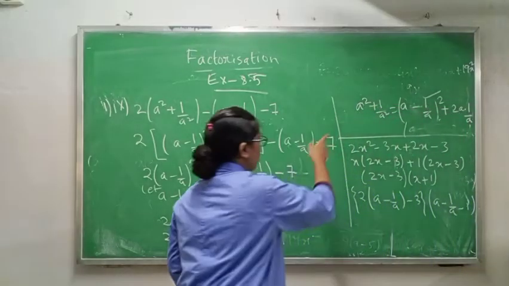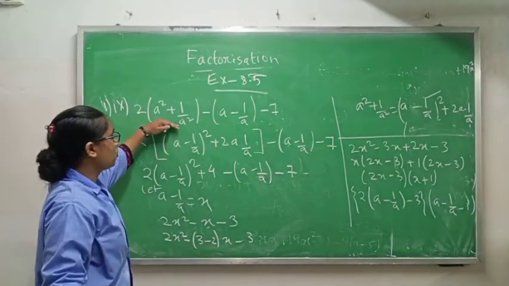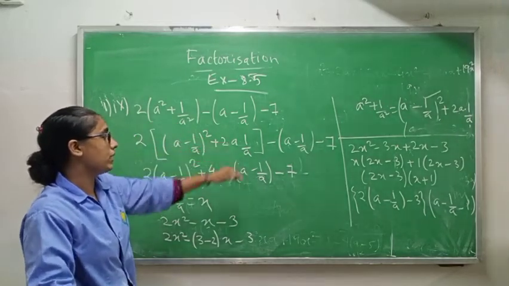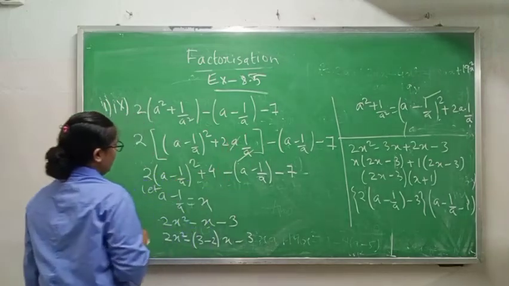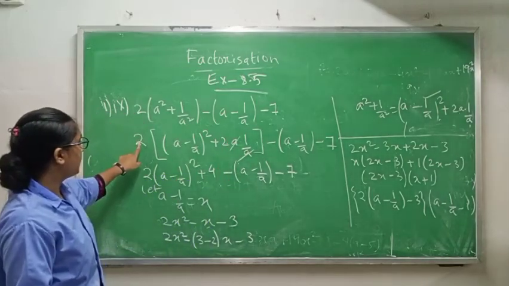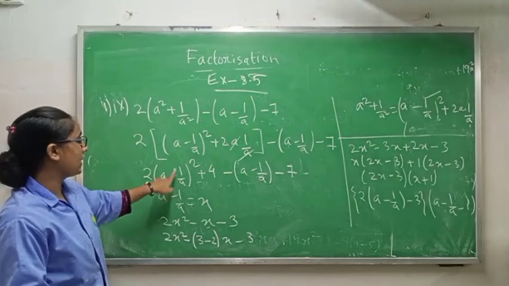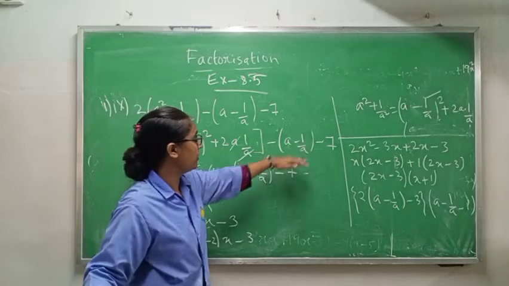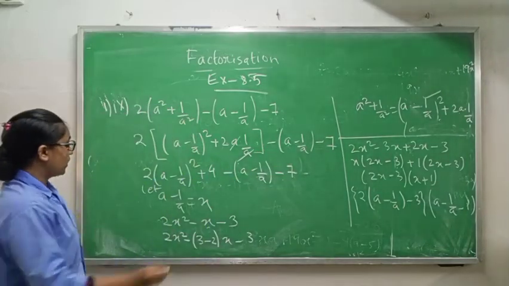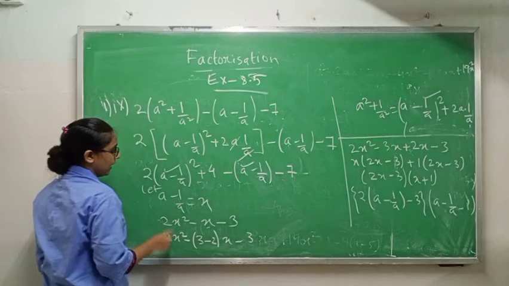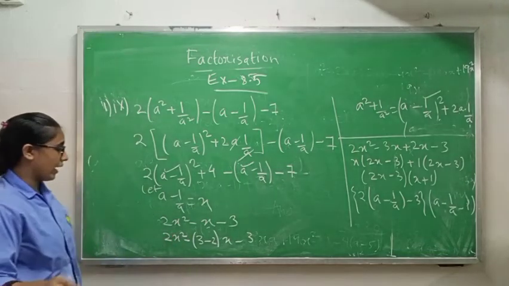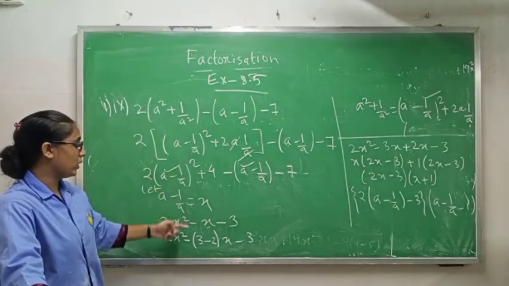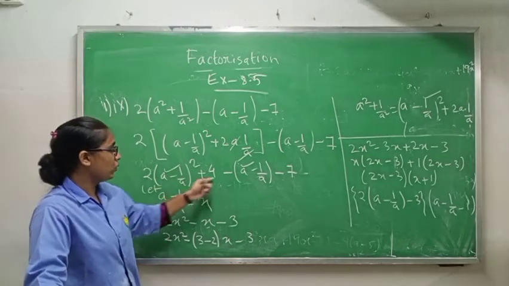Okay. So a square plus 1 by a square, in place of it I can write a minus 1 by a whole square plus 2 into a into 1 by a. Now a will cancel. And this 2 will multiply: 2 into this, 2 into a minus 1 by a whole square, 2 into 2 is plus 4, minus a minus 1 by a minus 7. Now you can see this one and this one are the same. You can write a minus 1 by a equals x. It means in place of this you will write x, and since you have a square you will write x square. Then you have plus 4 minus 7.